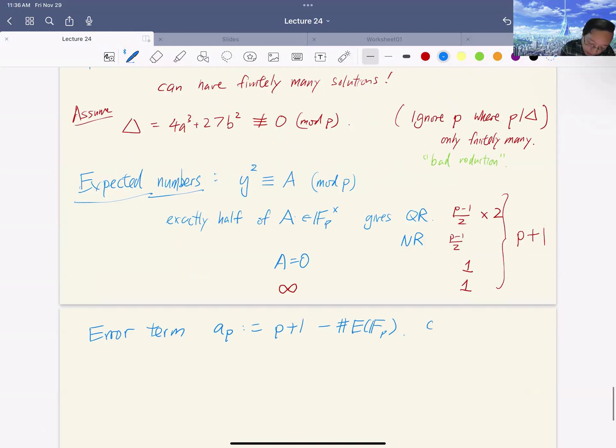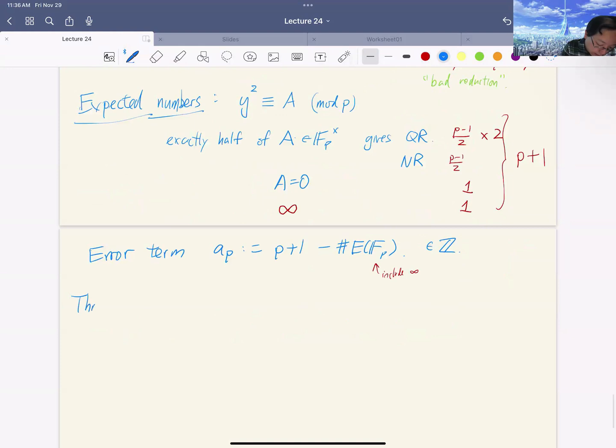So this is the actual number of points on the curve, differing from p plus 1. First of all, this is an integer, plus or minus. And remember, this number includes infinity, so you also count infinity as one of the solutions. Now there's a theorem by Hasse, which gives you the bound of this number. It says that a_p cannot be too big, because p plus 1 is our expected number, and it turns out that it is not that bad. It is bounded by 2 square root p.